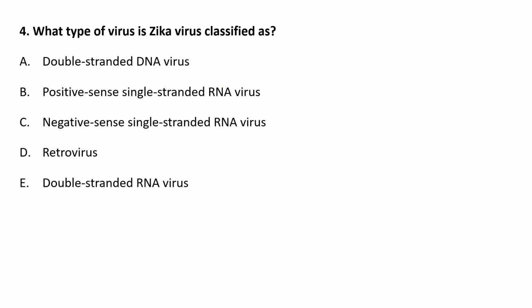The fourth question was, what type of virus is Zika virus classified as? Positive single-stranded RNA. Yes, so this is a positive single-stranded virus, the Zika virus. And what type of virus is influenza virus? It is a negative single-stranded RNA virus.